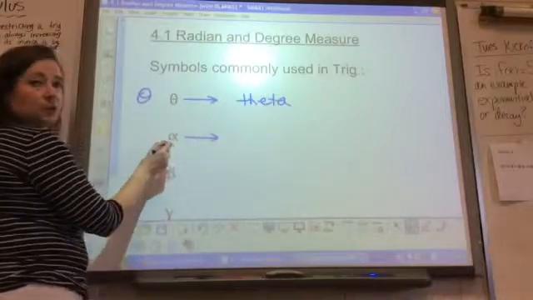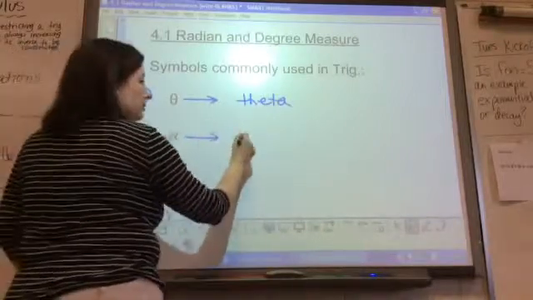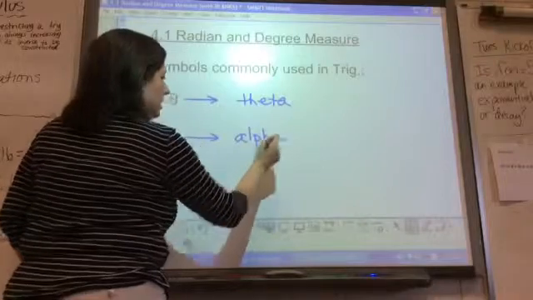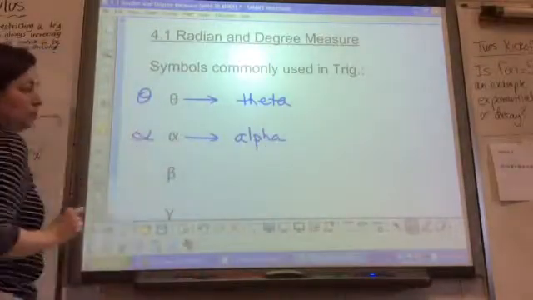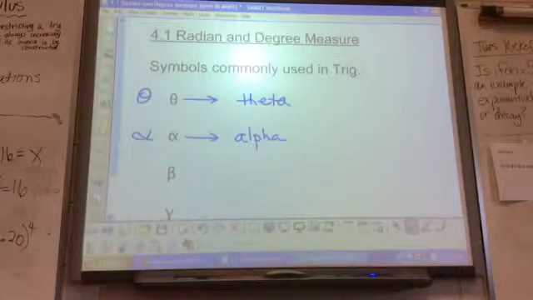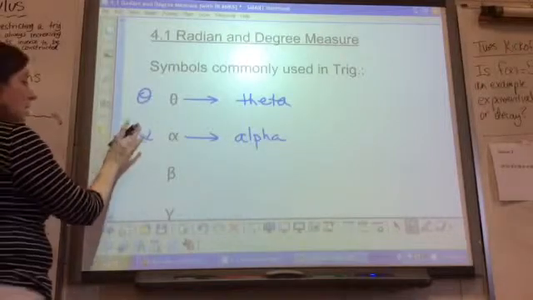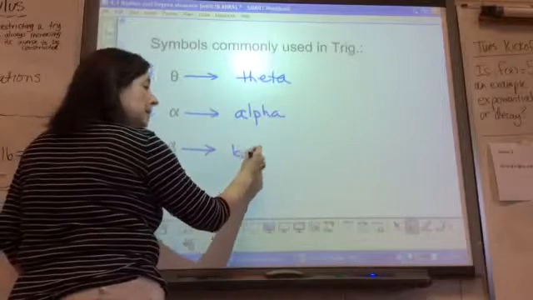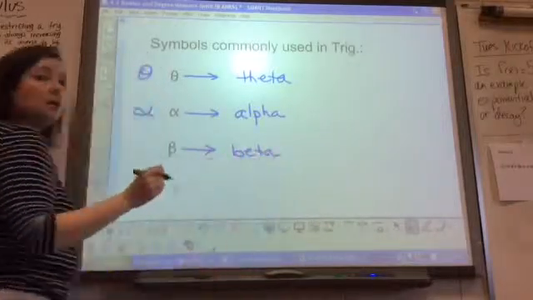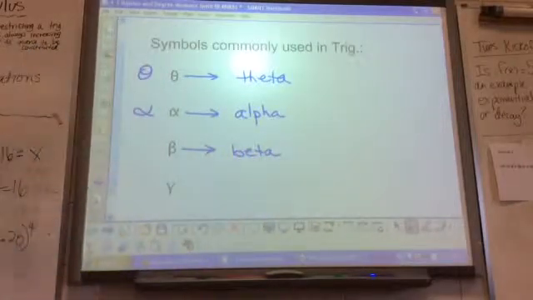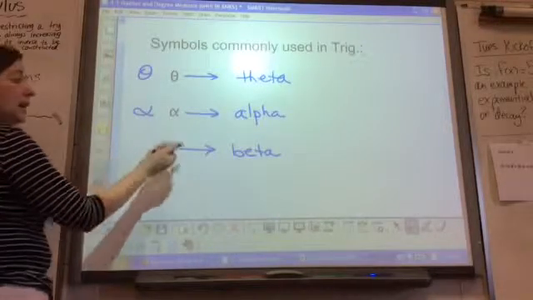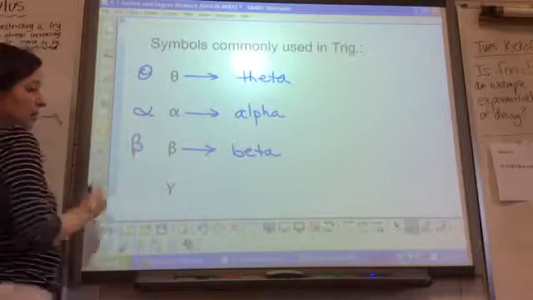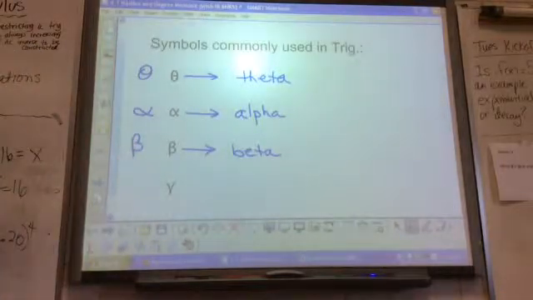What do you say this one is? Alpha. Very good. And my alpha looks more like that, a fish. It is. All right. So what would this one be? Beta. Very good. Beta in my handwriting looks kind of just like that, about the same.